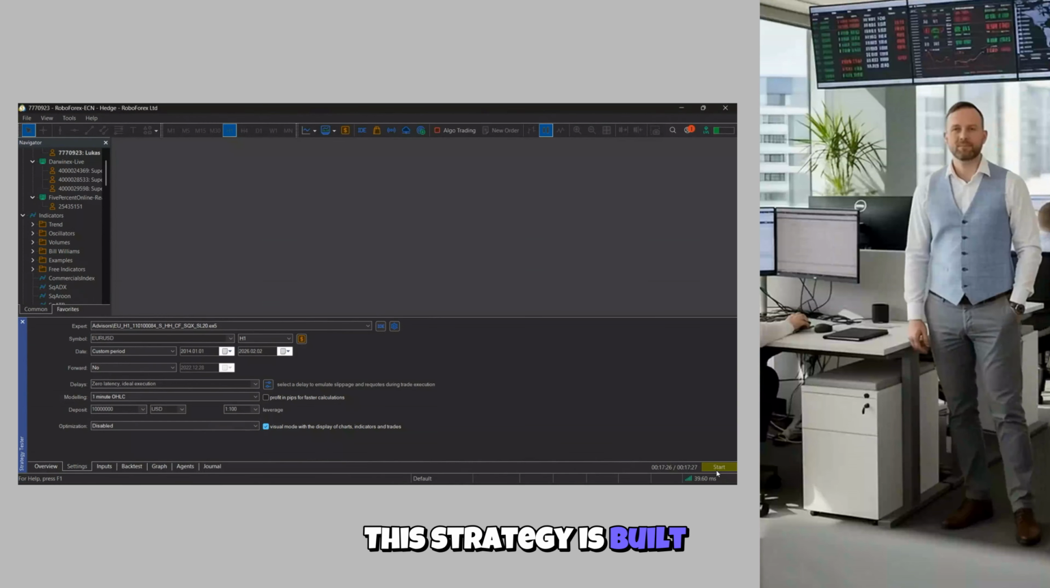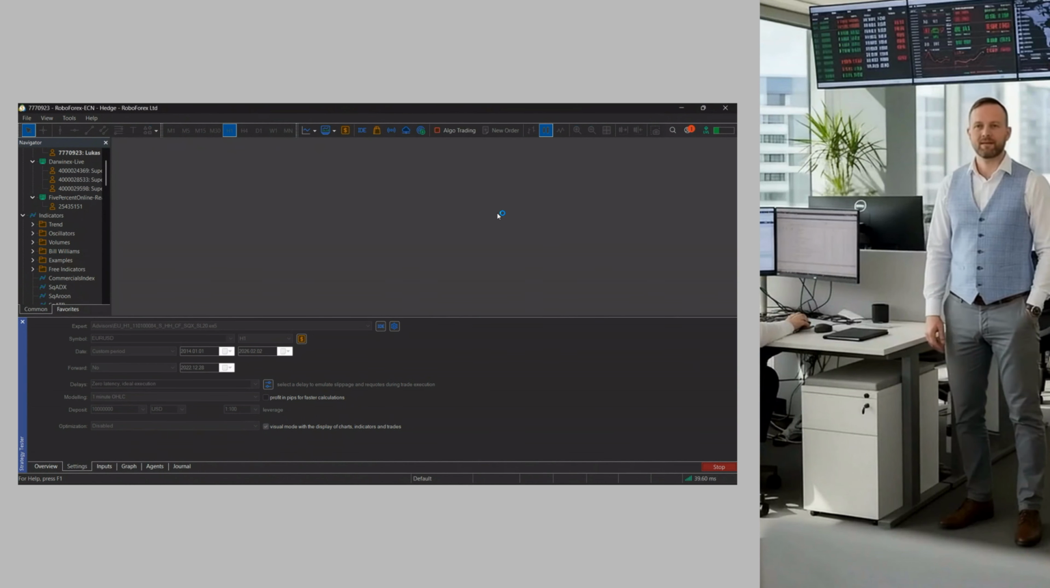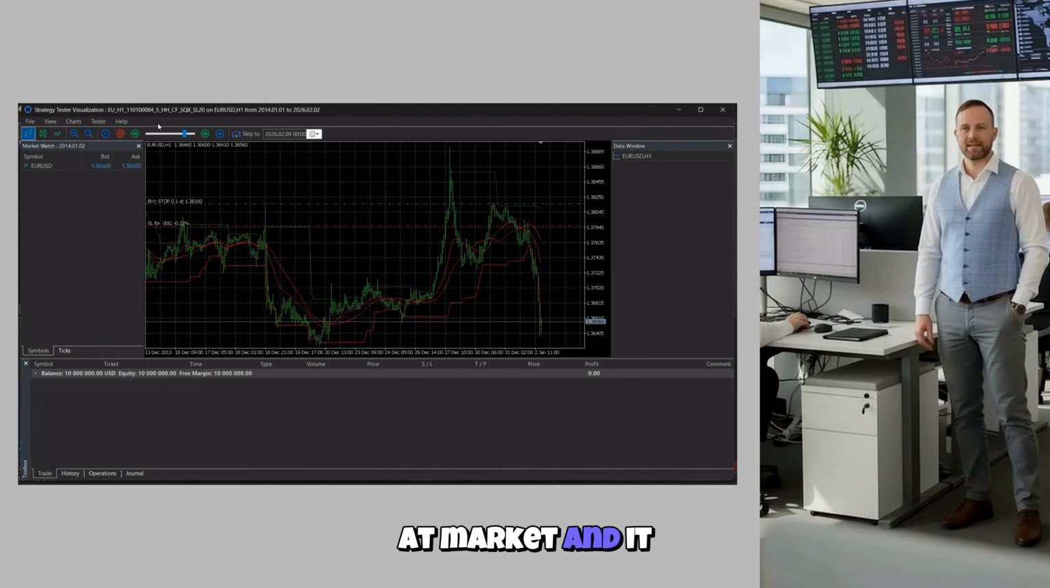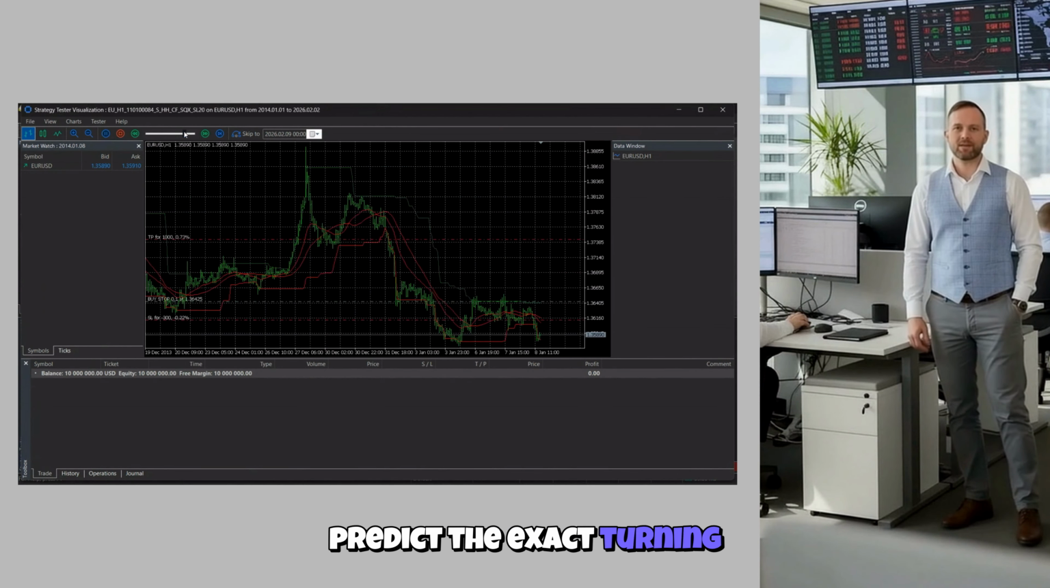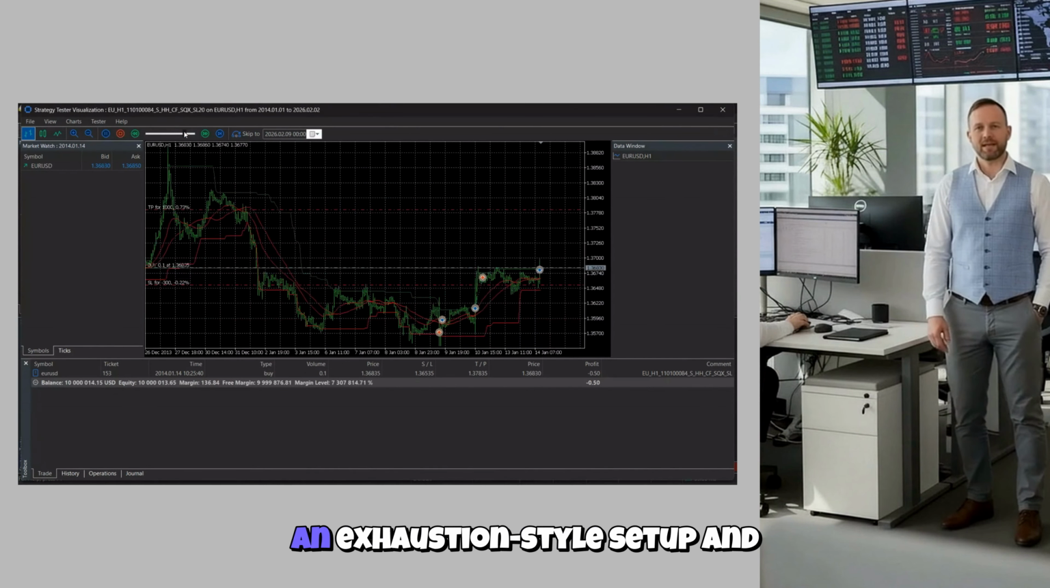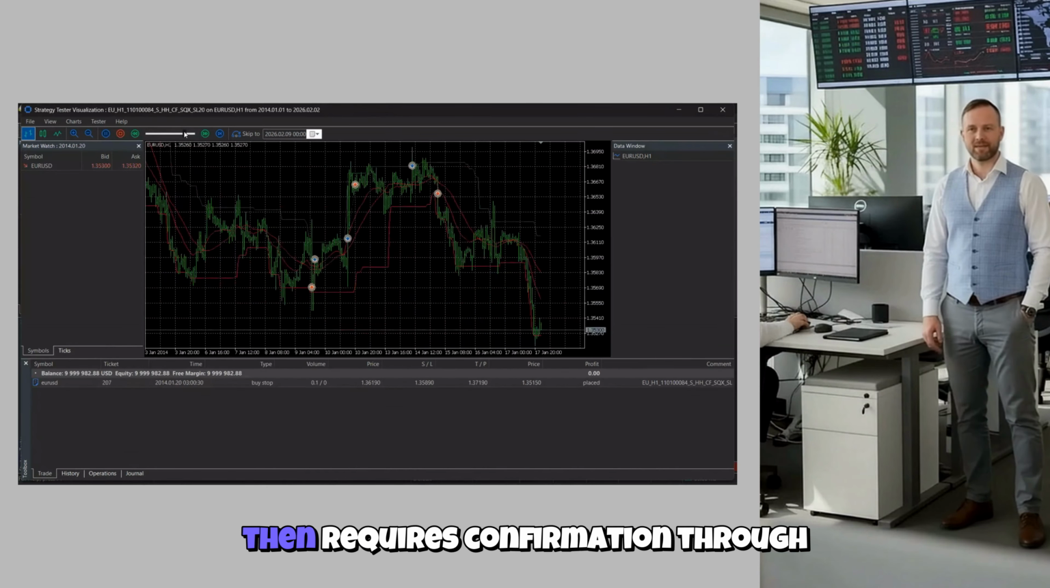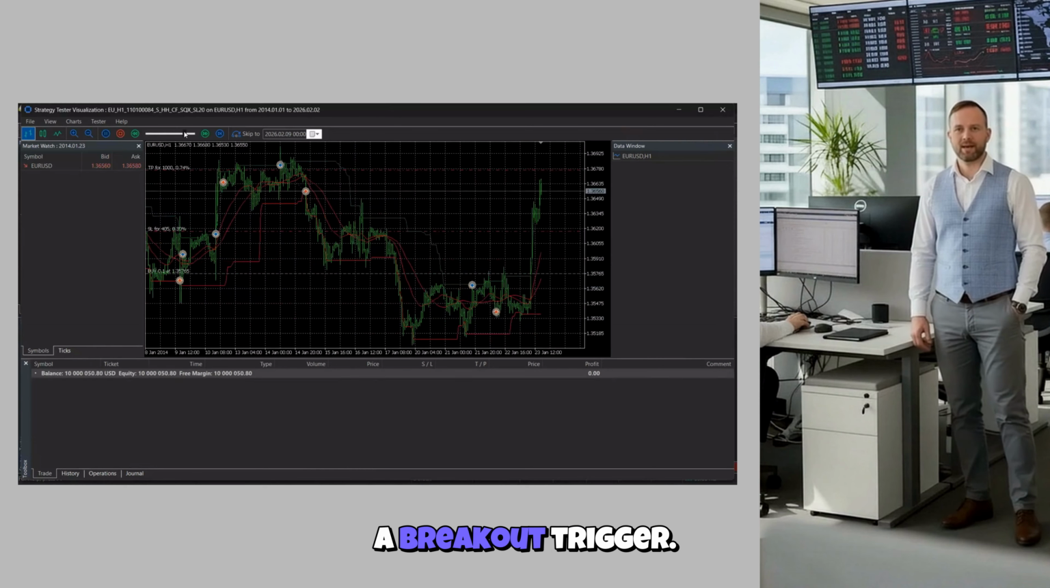This strategy is built as a reversal breakout system. It does not enter at market and it does not try to predict the exact turning point. Instead, it waits for an exhaustion-style setup and then requires confirmation through a breakout trigger.